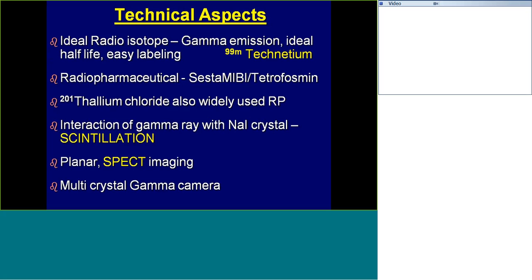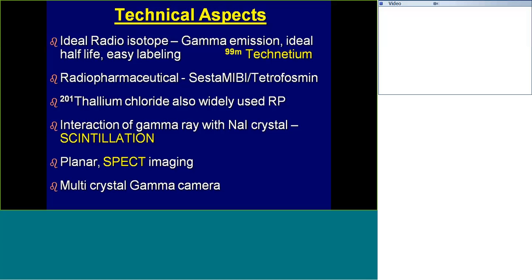Any radioisotope is in an unstable form. When it comes to a stable form, it emits its extra energy in the form of a gamma ray or a beta ray or an alpha particle. But we always like to have gamma emission for imaging purposes because it can travel a long distance, so that it can be captured outside the body of the patient using a gamma camera.